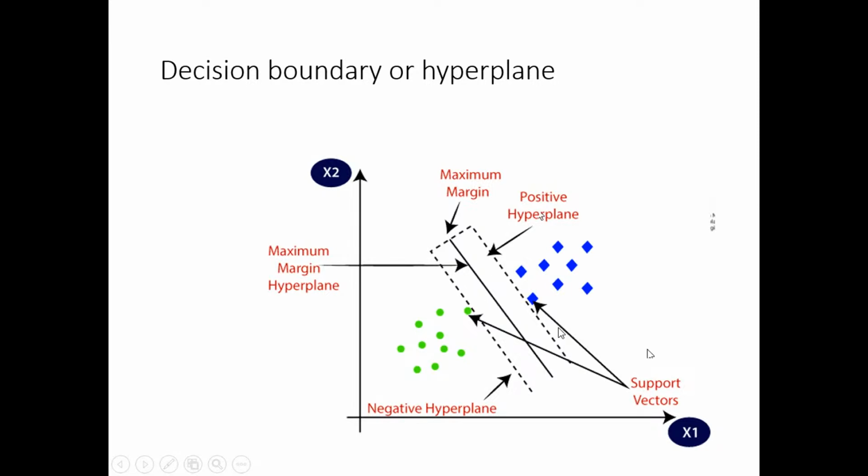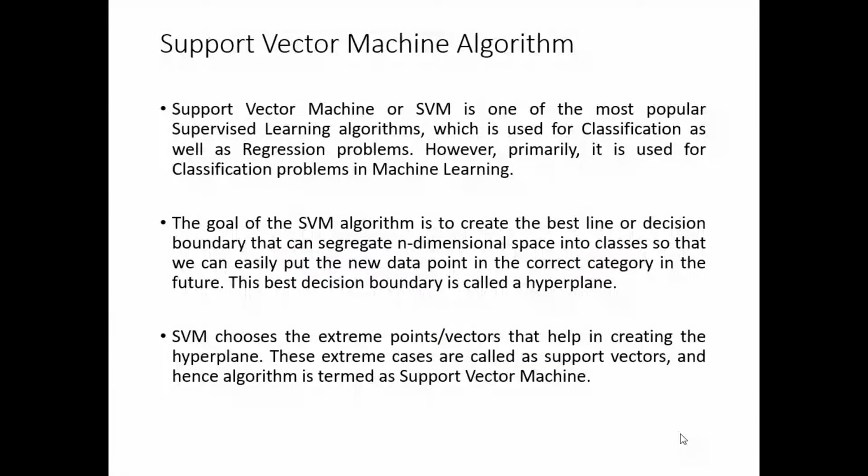This is the decision boundary or hyperplane that we have seen, and these are the parameters that we have: X2 and X1. We're not expecting an outcome here. We're just segregating them, we're just classifying them. That's why we don't have X and Y here. We have X2 and X1.